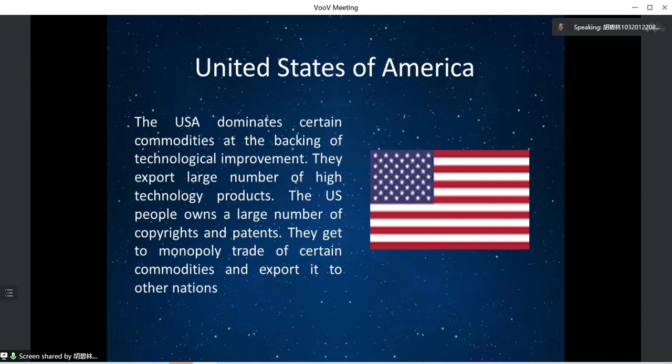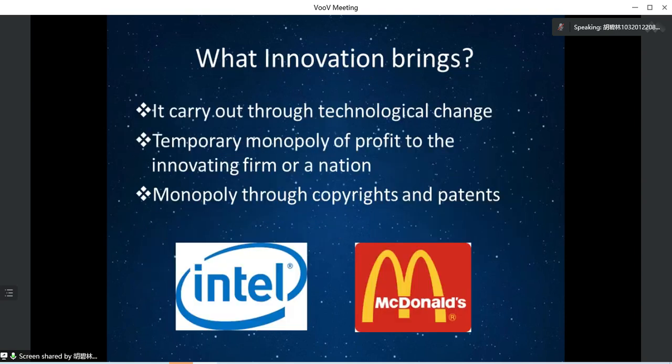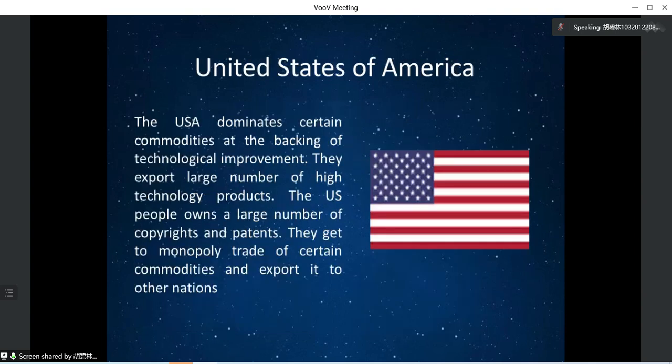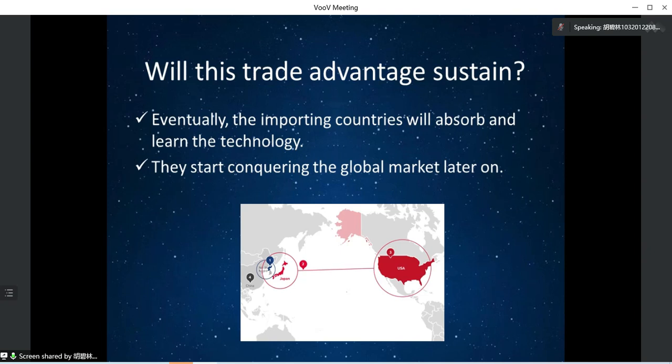For example, my country, I'm from Malaysia. Malaysia is a developing country, and America is already a developed country. Like I told you previously, the Intel laptop technology and everything, they export towards Malaysia and sell it, because our country can't really produce this kind of thing, and they have the technology. So this type of advantage actually occurs in global trade.